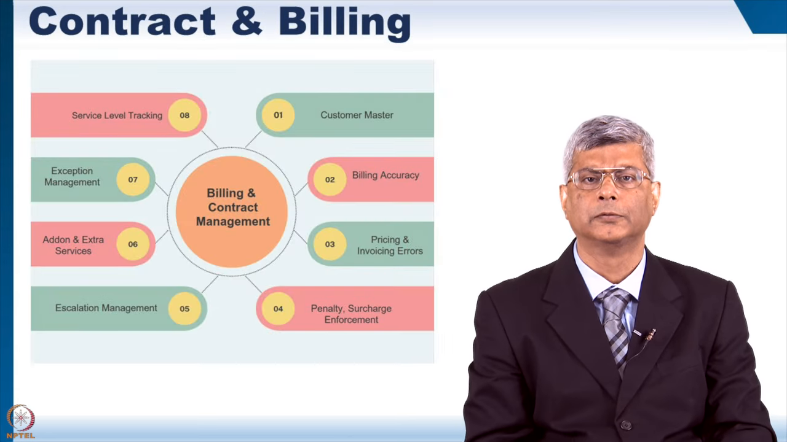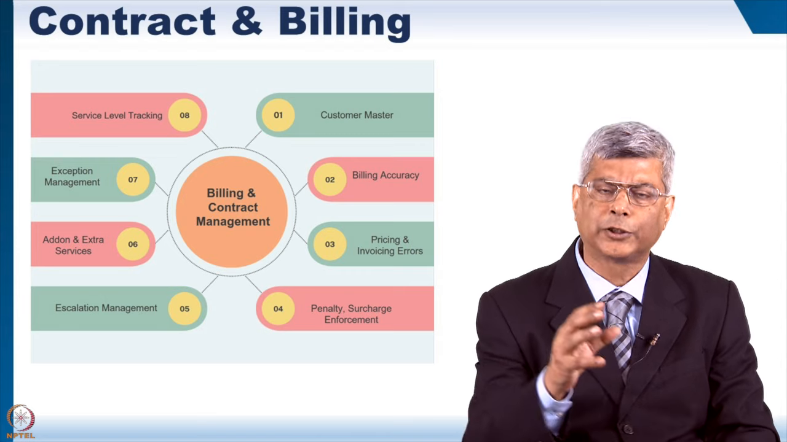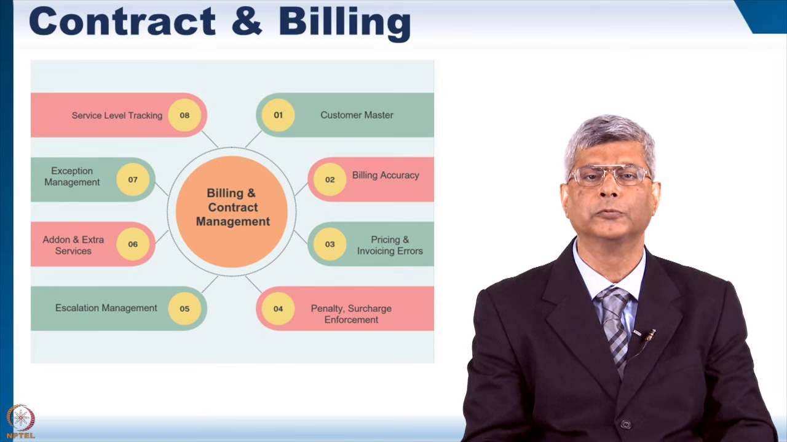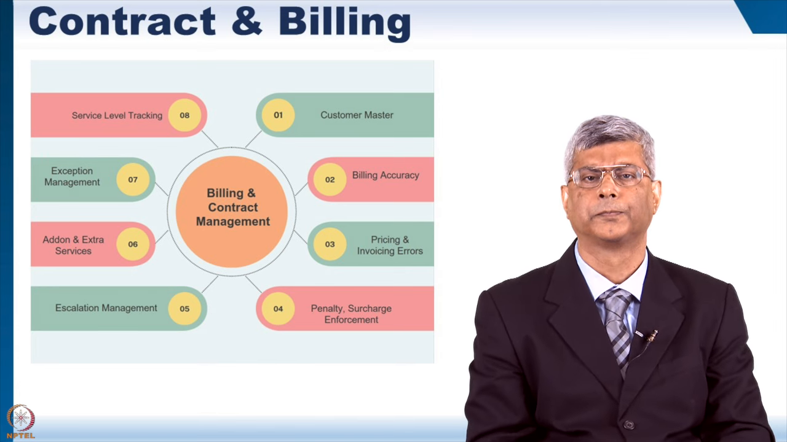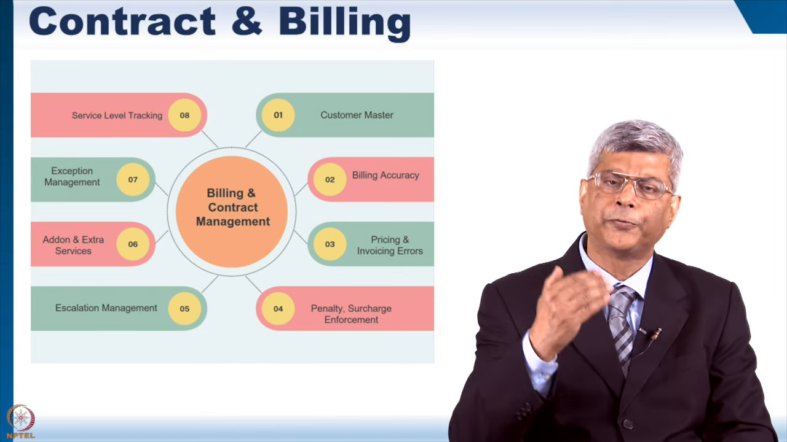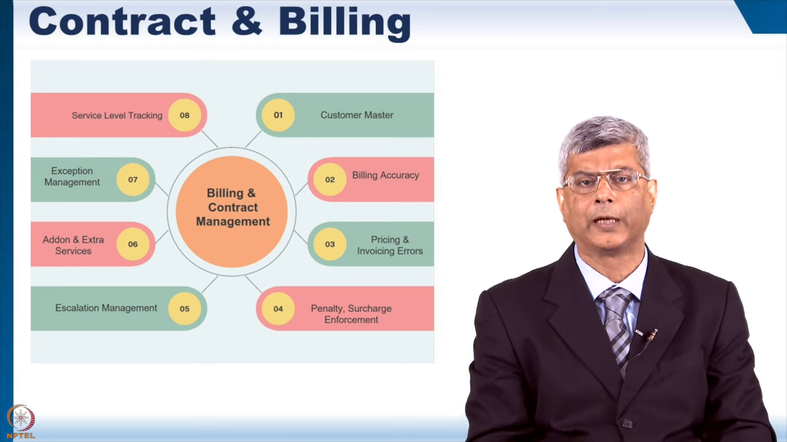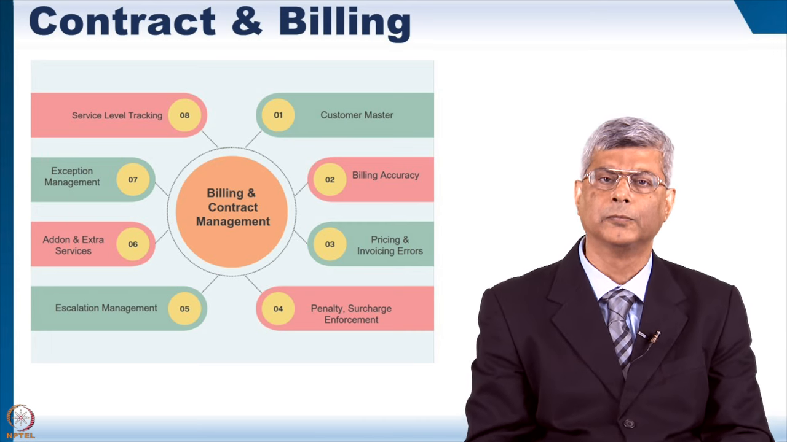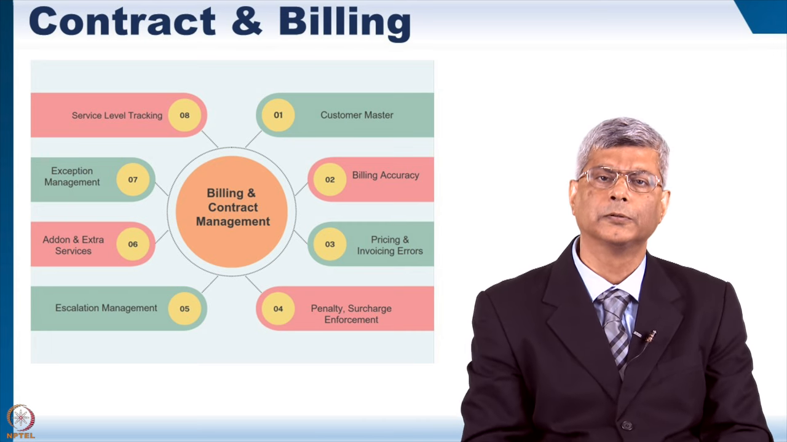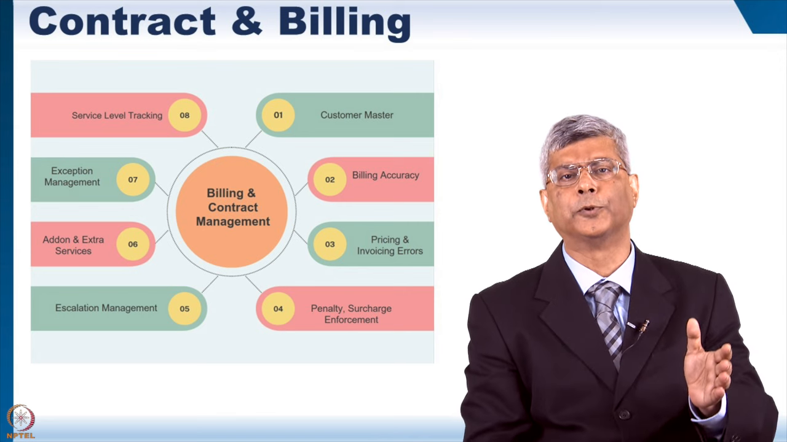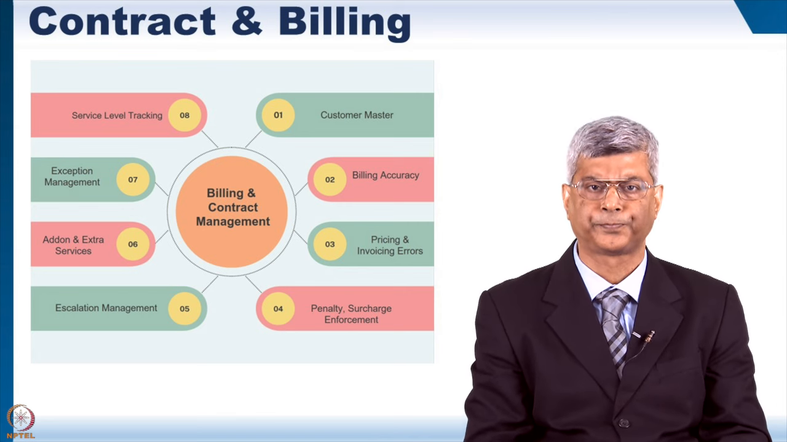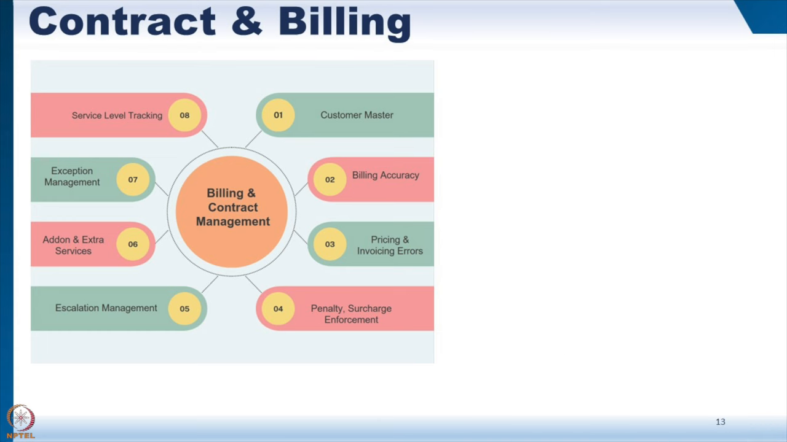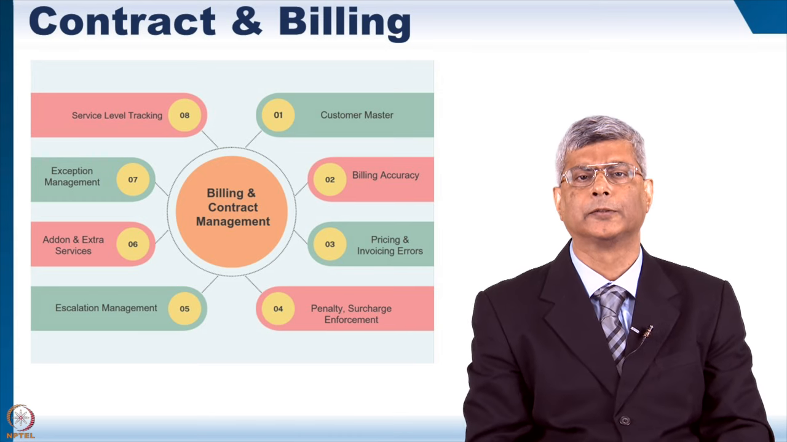Contracting and billing is extremely important because that drives the business. And from a company point of view, it's a very complex procedure. Because if you have only one customer and you're selling only one product, it's easy. But if you have 10 million customers, 1 crore customers, or 100 million customers, or if you have a Facebook with billions of users, or an Amazon, okay, it becomes a very complex process.